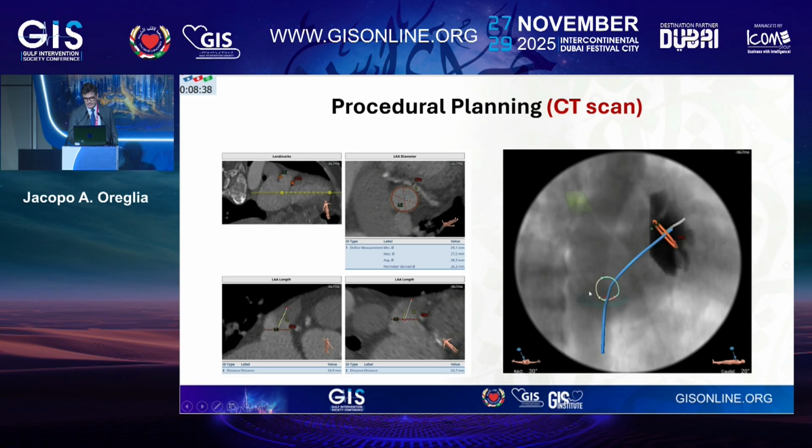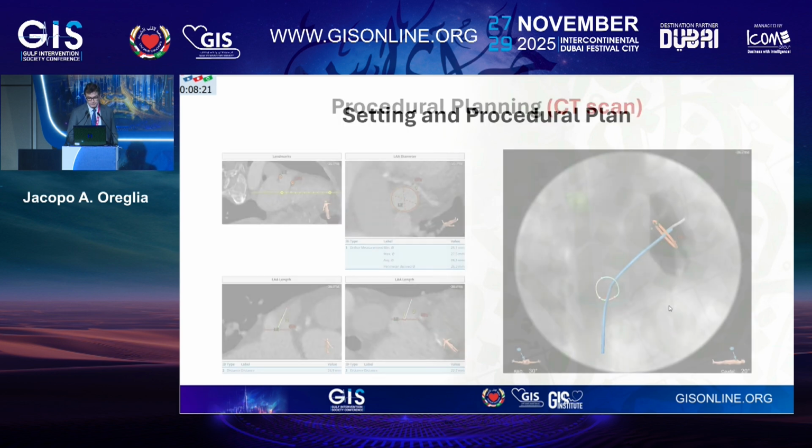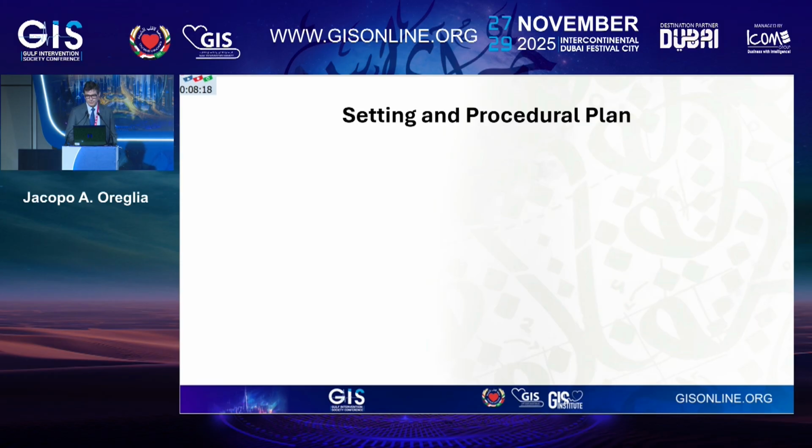And also here we can identify the fossa ovalis in order to select the proper point of the fossa ovalis where to do the transeptal puncture, which is usually, like in this case, in the inferior part of the fossa ovalis, in order to be very coaxial with our guiding catheter to go into the LAA. So this is the setting and the procedural plan.